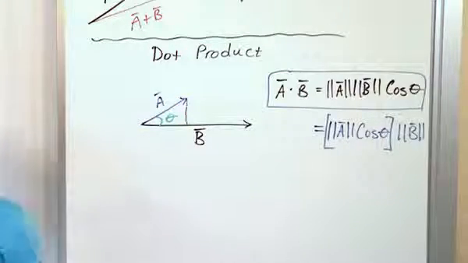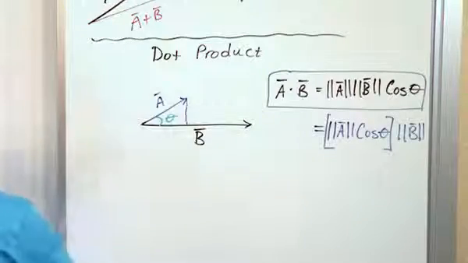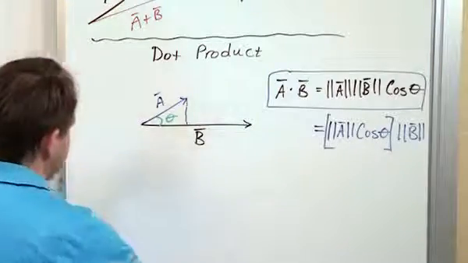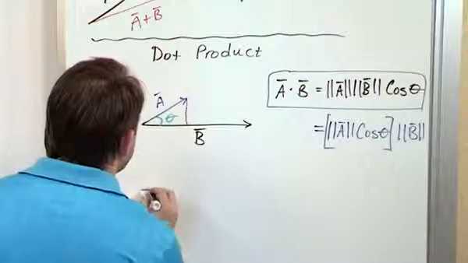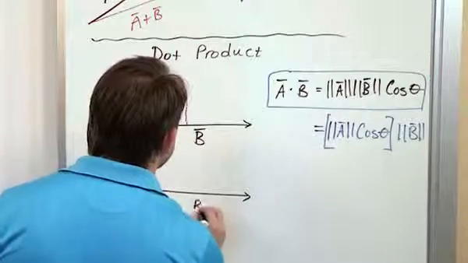So if I wanted to redraw it, just to make it a little bit clearer, let me use the same colors to make it a little bit clearer. Then if I'm going to do my dot product, this is B again, right?